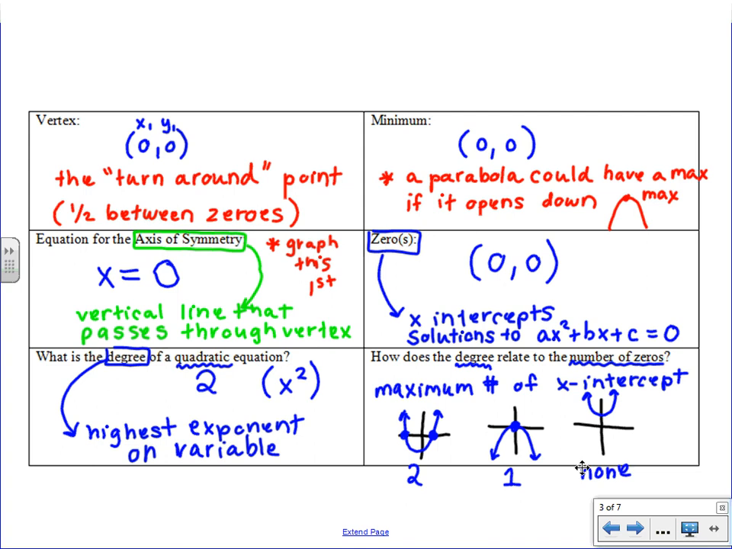All right, this concludes just the introduction to quadratics and some of the vocabulary. Once you are done with this video, if you have time, you can continue on to the graphing portion.